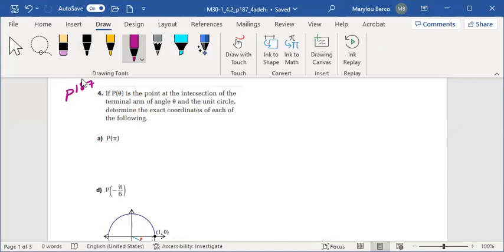So if P of theta is the point at the intersection of the terminal arm of angle theta and the unit circle, determine the exact coordinates of each of the following. Okay, for A, P of pi. So the rotation of pi radians takes the terminal arm of the angle on the x-axis to the left of the origin. So if we take a look, P of pi is equal to (-1, 0). So it's to the left of the origin.